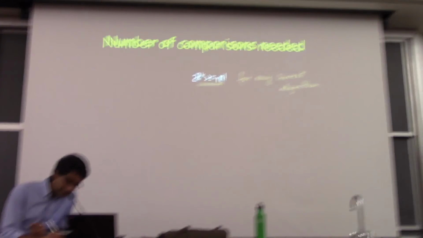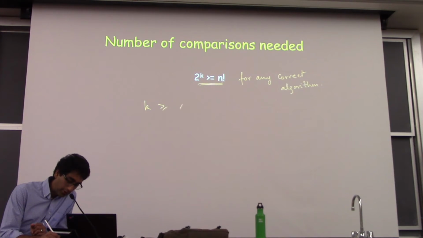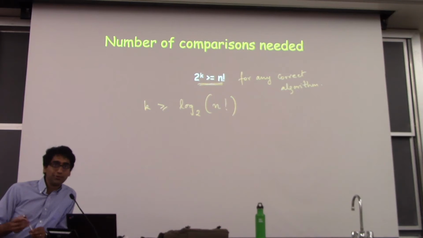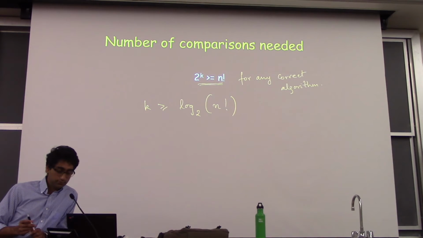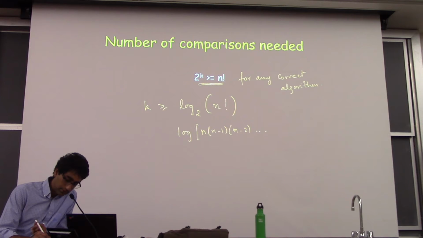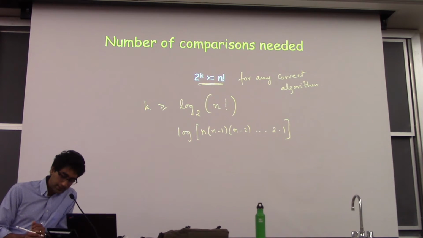And what this means is that k is bigger than or equal to log to the base 2 of n factorial. And what is log to the base 2 of n factorial? Yeah, so one way to see this is, n factorial is n times n minus 1 times n minus 2 and so on, times 1, and we take the log of that.